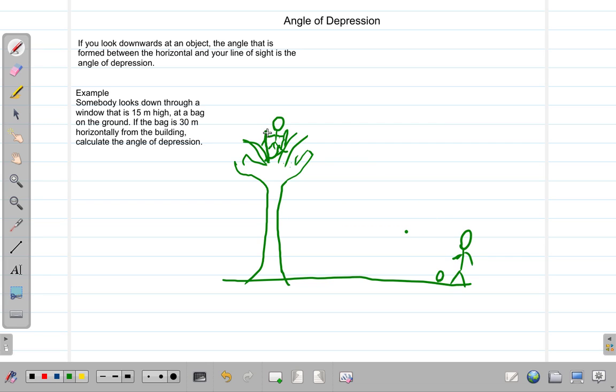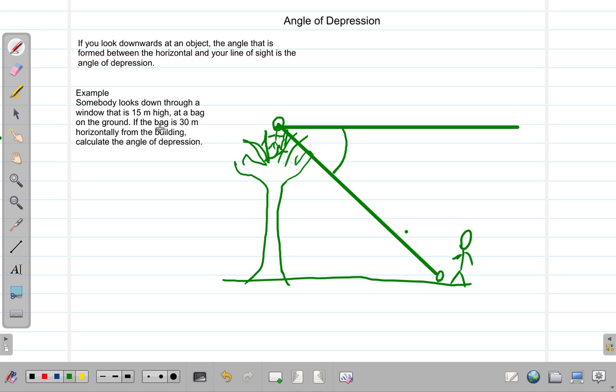And you're looking to see if that fruit was severely damaged by falling to the ground. So your line of sight would be a straight line between your eyes and the fruit on the ground. And of course, this is the horizontal. So the angle of depression would be this angle here. So that's the angle of depression, all right?